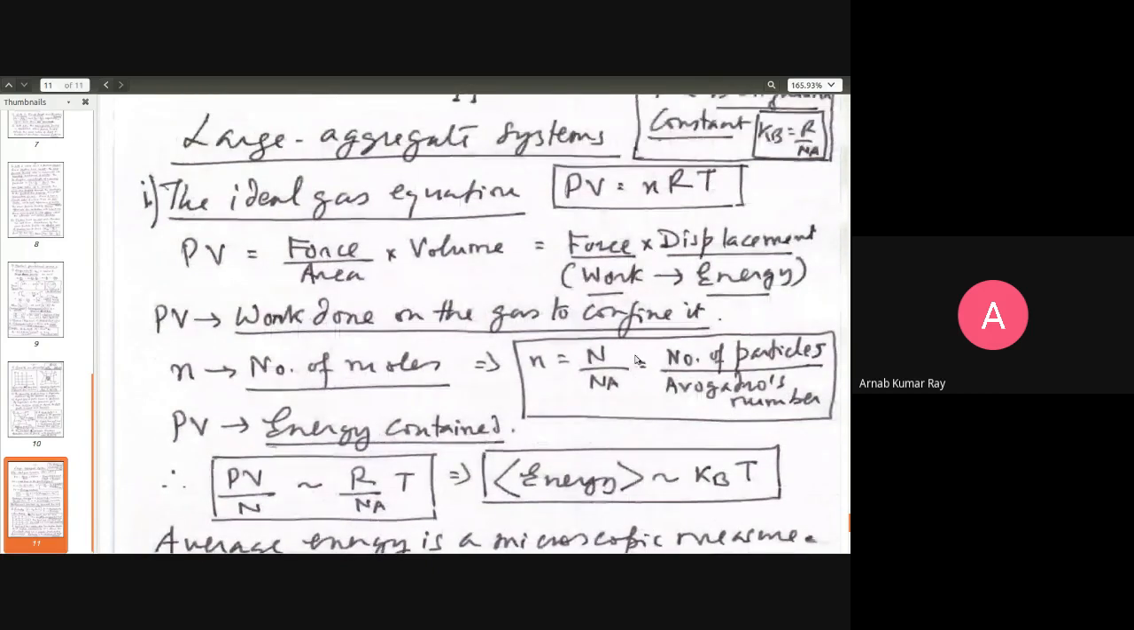Let us see. Pressure into volume. Let us just slowly analyze that. Pressure is force per area and volume is volume. So force per area into volume: area and volume will cancel and you'll get force into displacement. And what is force into displacement? Work, which is a form of energy. So what is this PV thing? Pressure into volume is actually a work.